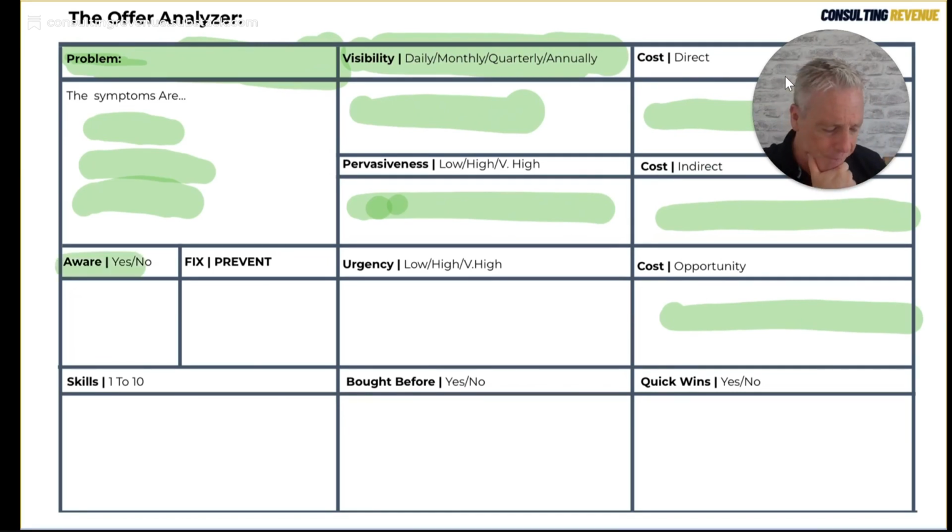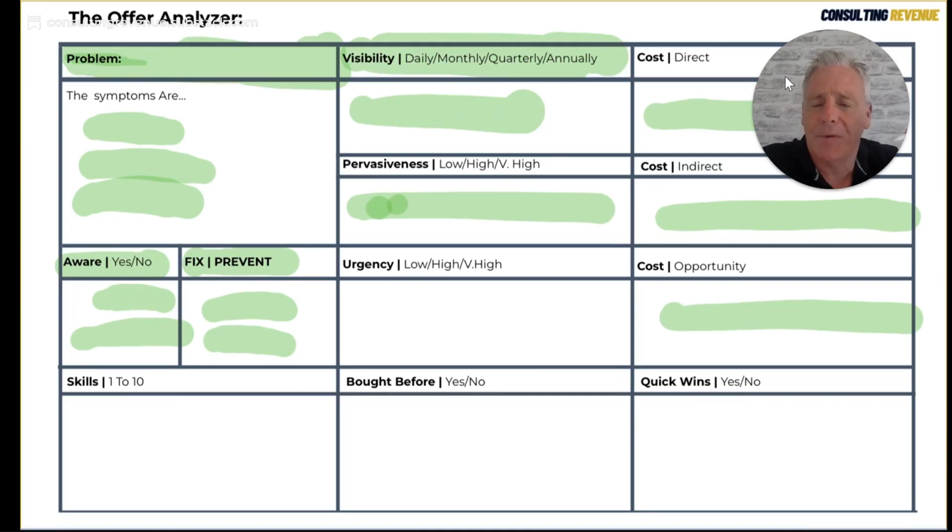Are they aware of it, yes or no? Do we need to educate them about the problem, or are they acutely aware of it? Obviously, yes. And do you fix or prevent? Again, there are certain ramifications about whether you fix the problem or prevent the problem. People are generally more likely to be in more of a hurry to fix a known pressing problem that has a commercial rationale behind it than to prevent a problem that they don't always believe will happen to them. Again, that ties into urgency for them.